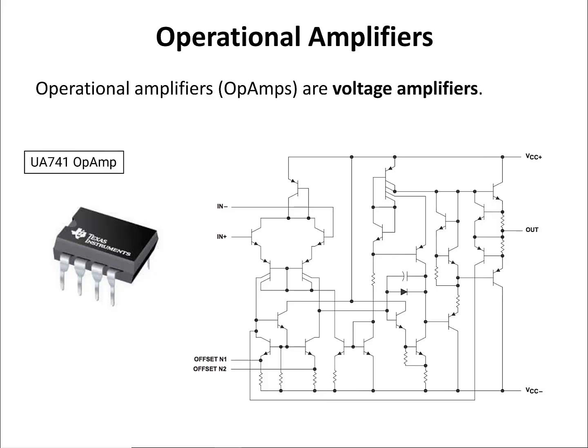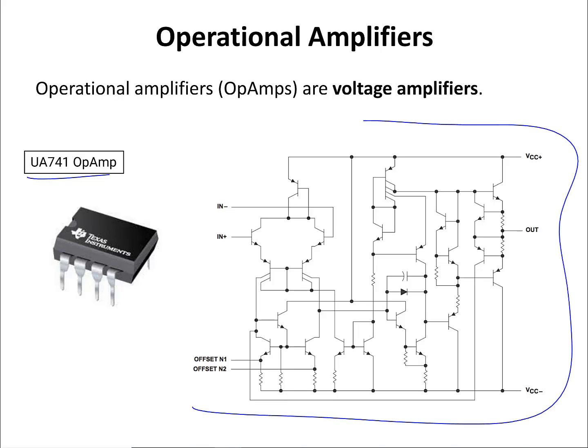Operational amplifiers, or op-amps, are voltage amplifiers. As an example, this is the op-amp package for the UA741 op-amp, and here is the circuitry inside this package. This op-amp consists of several transistors. We're going to study these BJT transistors in this course. So the IC consists of several transistors, resistors, a diode, and a capacitor.